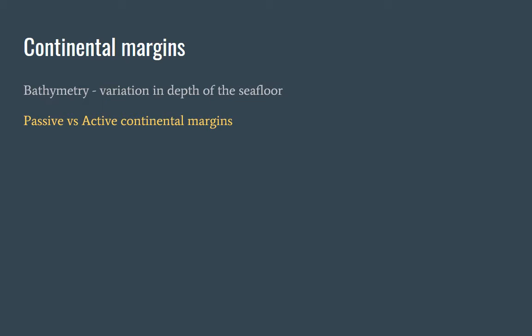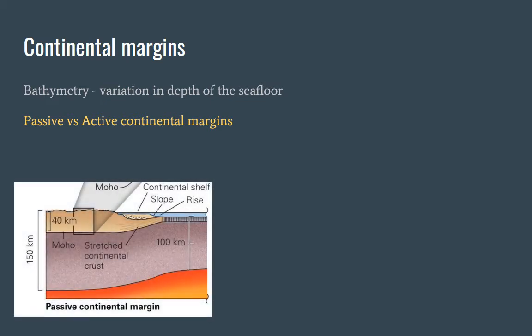And part of what determines what the bathymetry of an area looks like is related to whether the margin of the continent is either a passive or an active one. Continental margins can be either passive or active depending on the plate tectonics that are going on. So this is somewhat of a review from the fall. So down below here on the left, we have an example of a passive continental margin.